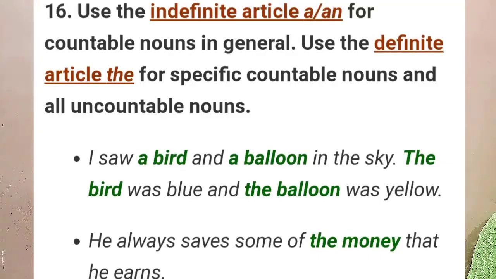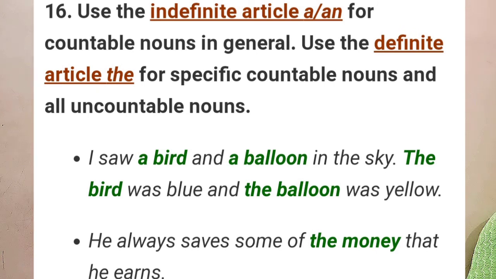Using the indefinite article a or an for countable nouns in general, we always use a or an. Using the definite article the for specific countable nouns and all uncountable nouns. I will give an example. I saw a bird and a balloon in the sky. The bird was blue and the balloon was yellow. So we are using an indefinite article a or an for a countable noun. In this sentence, what is a countable noun? The bird and the balloon.